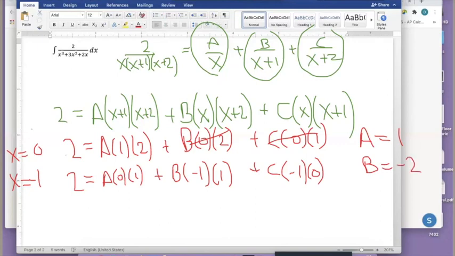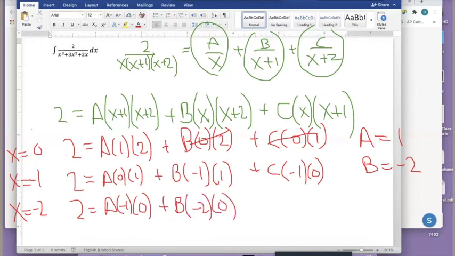And then finally for C, I'm going to use x equals -2. What happens when x equals -2? 2 equals A times -1 times 0. Excellent. Plus B times -2 times 0. Okay, we're good. And plus C times -2 times -1. So I'm reading that C is equal to 1.